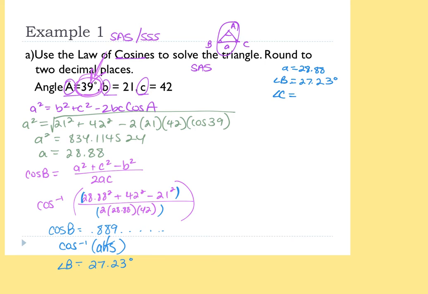Now there's 2 ways to do it. What's the easiest way? 180 minus 39 minus 27.23. So even though you found those answers using law of cosines, you can't avoid it. You're going to have to use what you find.